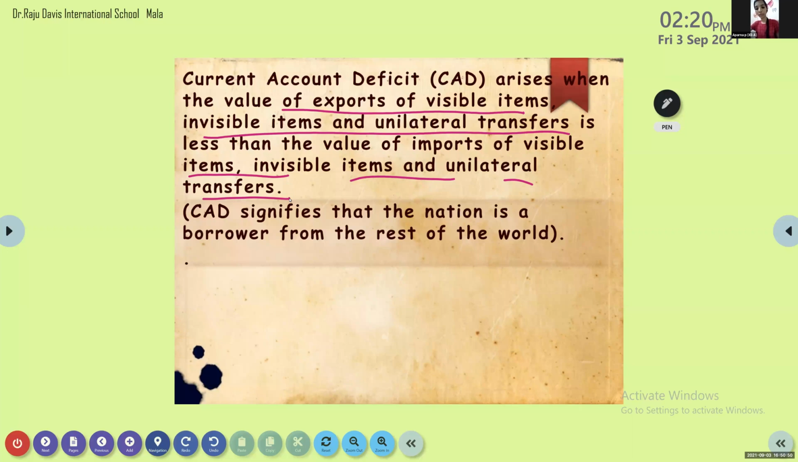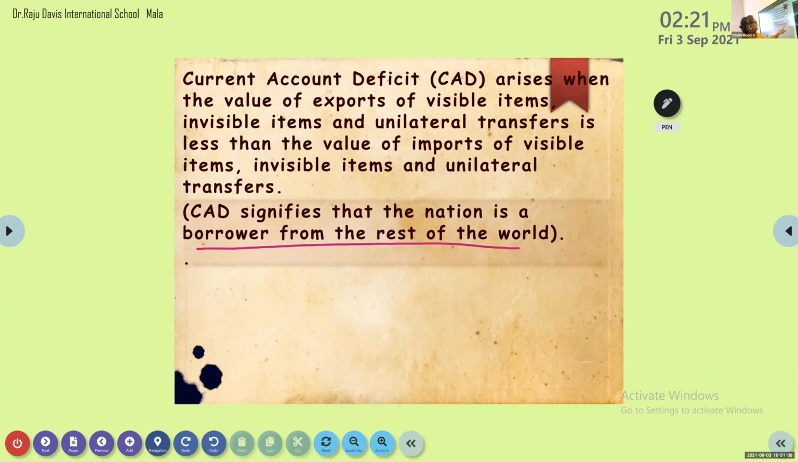When do we have a current account deficit? When the value of exports of visible items, invisible items and unilateral transfers is less than the value of imports of visible items, invisible items and unilateral transfers. Now, current account deficit shows that the nation is a borrower from the rest of the world. Why do we say that the nation is a borrower here?